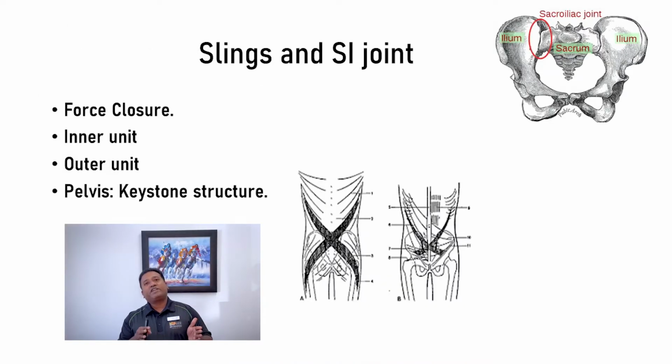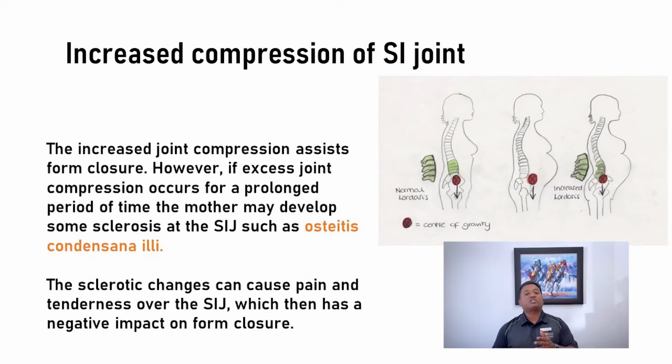So when the center of gravity moves forward, it puts more compression into your SI joint. That causes a lot of hardening and stiffness in the SI joint. That condition is called osteitis condensans ilii, right? Ilium is the bone there, and it gets inflammation in that area. So that can be very painful when you sit to stand.